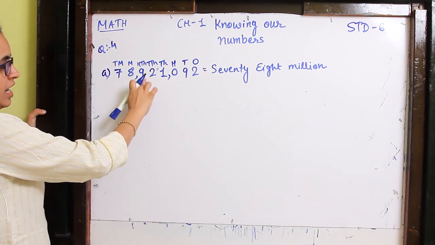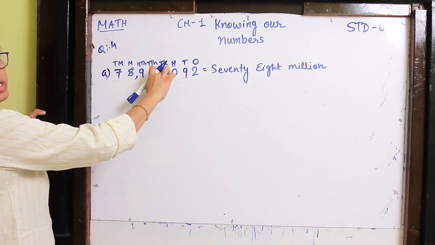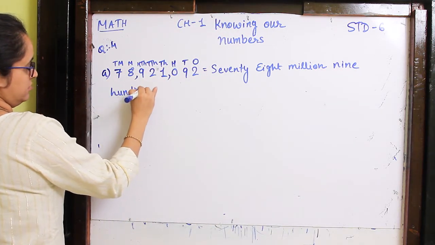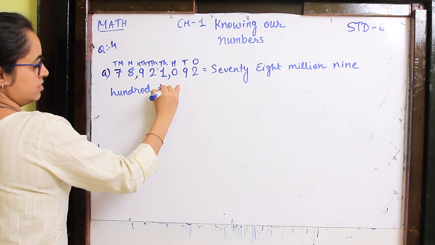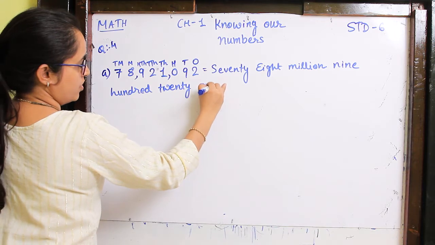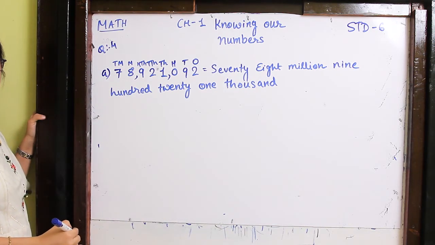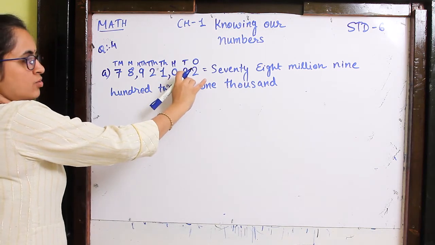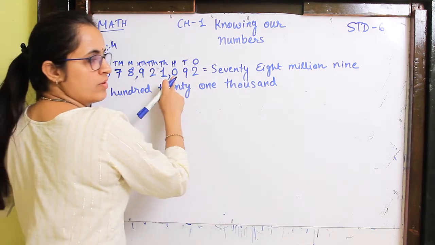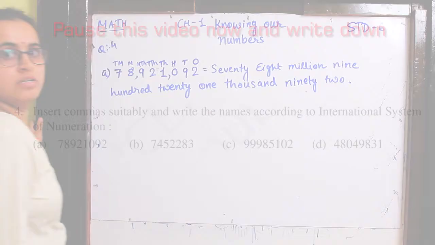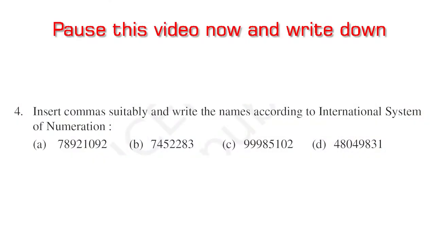Now putting commas here, the commas are also put differently. First comma is put between 1,000 and 100, then between million and 100,000. That means these two numbers will be spoken together. These three numbers will be spoken together, and these three numbers will be spoken together. So if I start with the 78 million. Then these three numbers will be together, 921. You have to write like this.